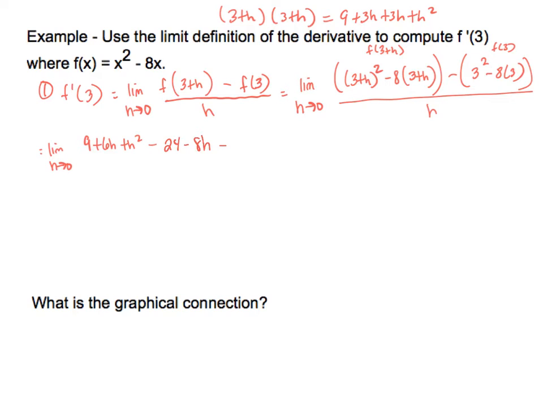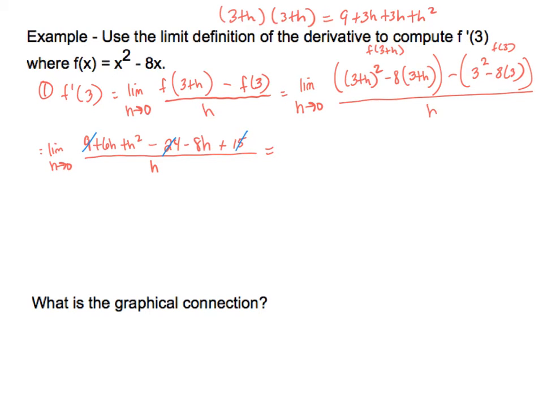Okay, and then that last one, minus a quantity. Inside those parentheses, 3 squared is 9. 9 minus 24 would be a negative 15. So we have minus negative 15, or plus 15. Okay. All over h. Okay, checking out what cancels. We have a 9 minus 24 plus 15. So all of those would add to 0.